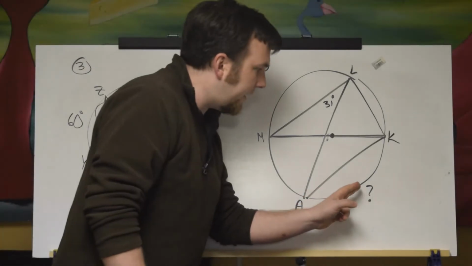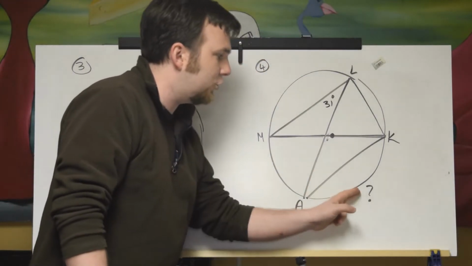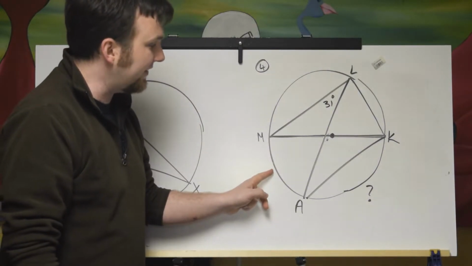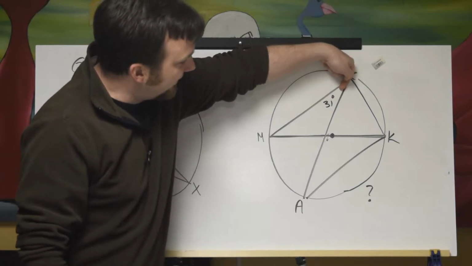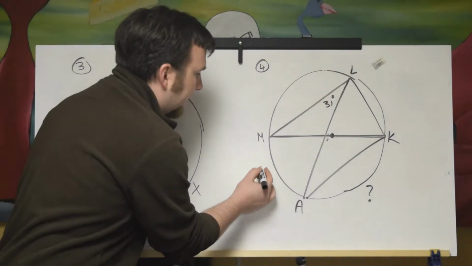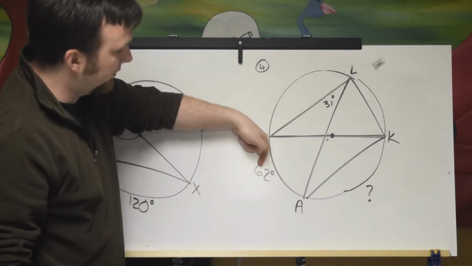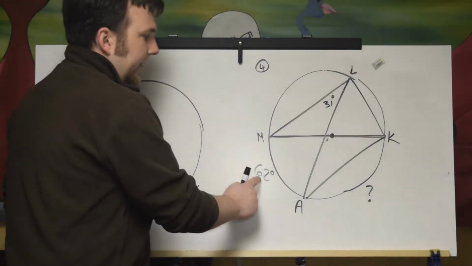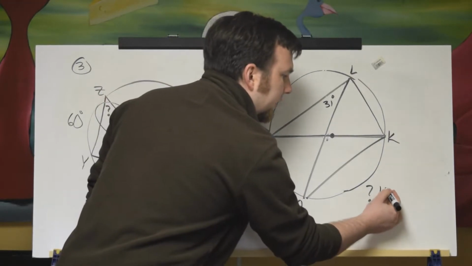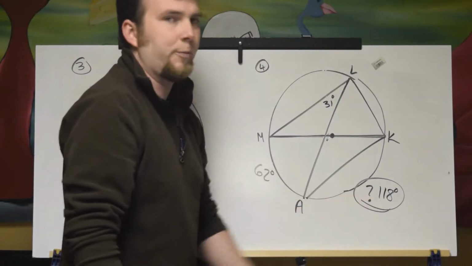Number 4, they want the measure of this arc. Well, one thing I can say is that these two arcs together make 180. I know this arc is 62 because I've got this inscribed angle. If I've got the angle, I'm going to double it to find the arc. 31 times 2 is 62. And remember I said these make 180, so if this is 62, this is 118 degrees. Together those make 180.